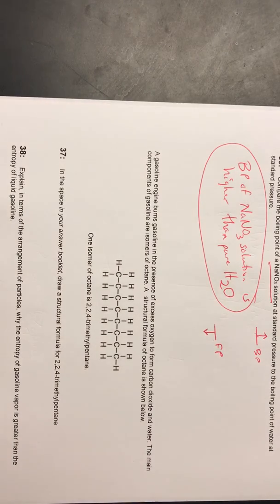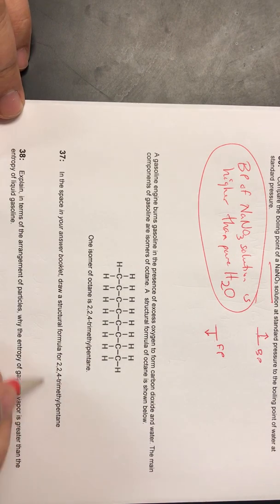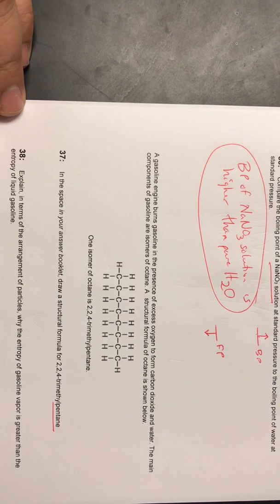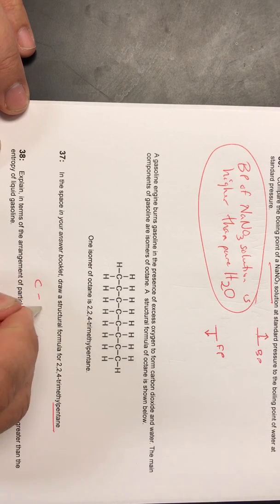Okay, down to question number 37. It says, in the space in your answer booklet, draw the structural formula for 2,2,4-trimethylpentane. Okay, so when we're drawing organic compounds, we should focus on the tail end. We should focus on the parent chain. So we're going to start off with 5 carbons.